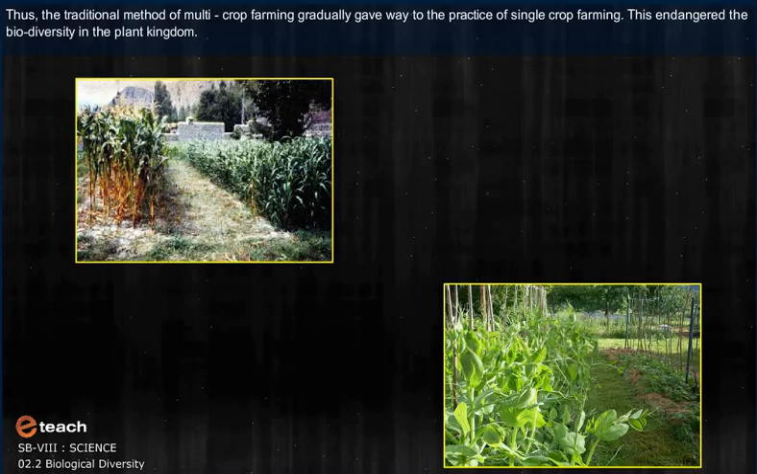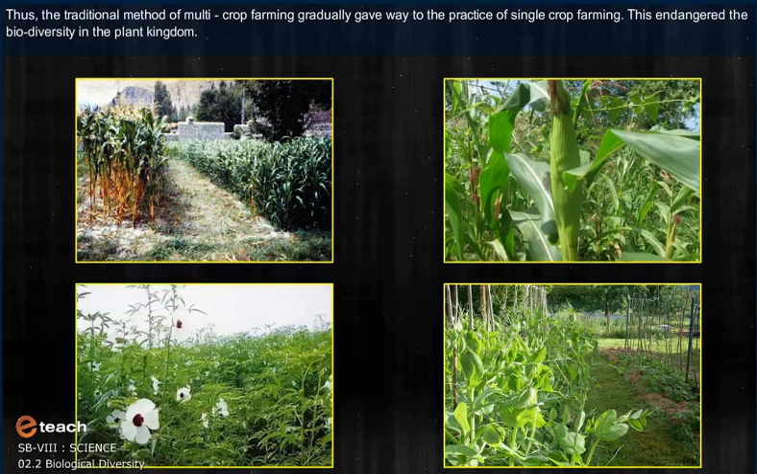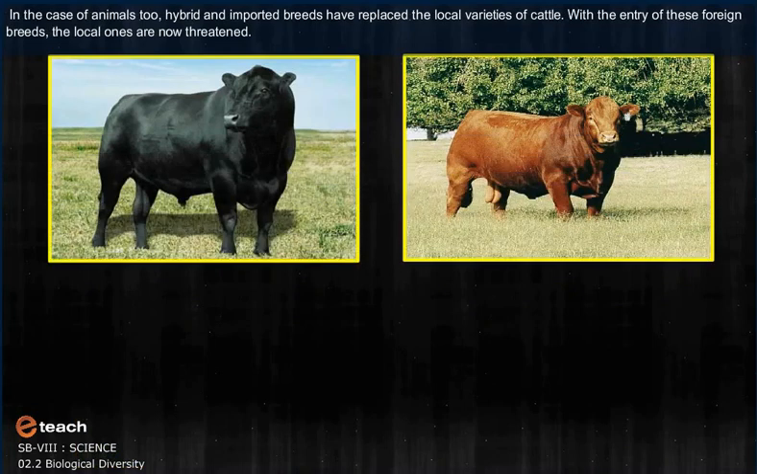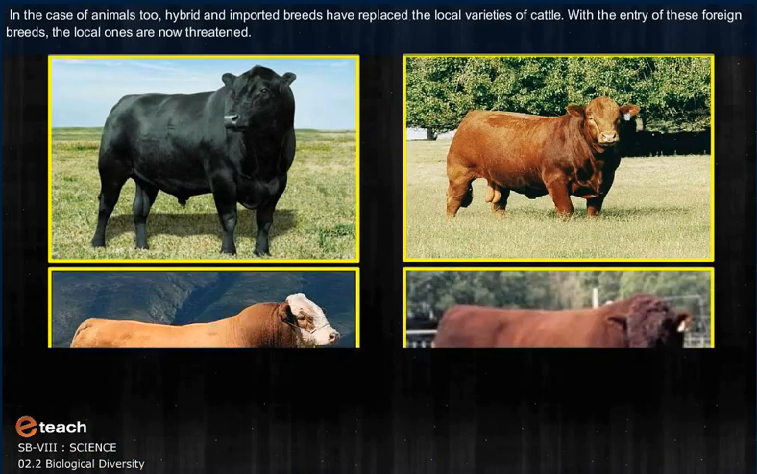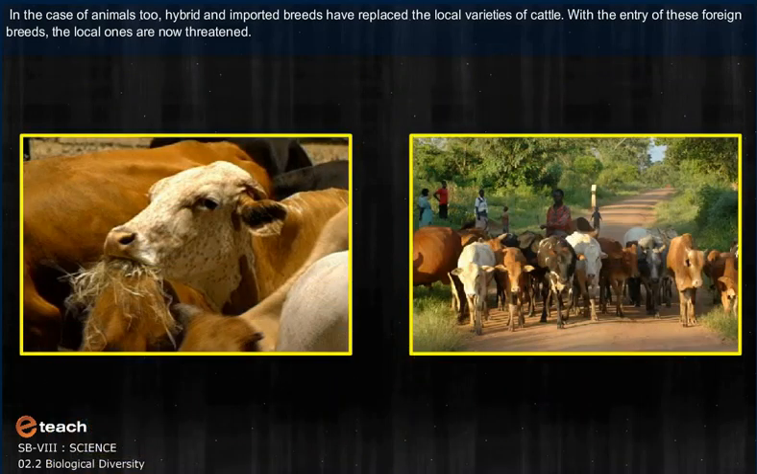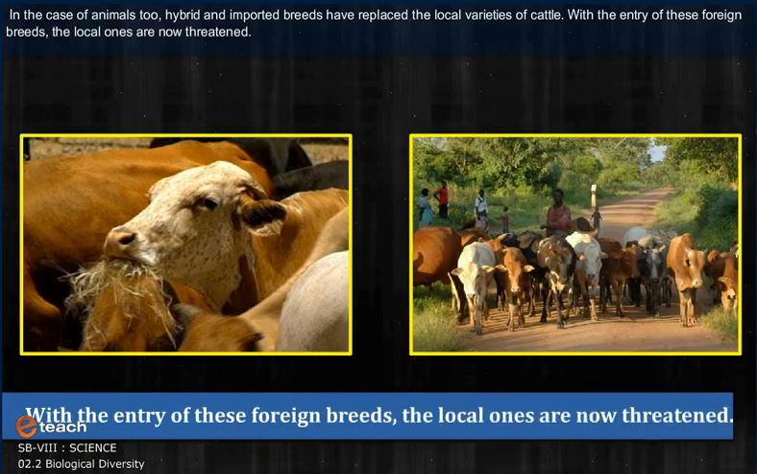Thus, the traditional method of multi-crop farming gradually gave way to the practice of single-crop farming. This endangered the biodiversity in the plant kingdom. In the case of animals too, hybrid and imported breeds have replaced the local varieties of cattle. With the entry of these foreign breeds, the local ones are now threatened.